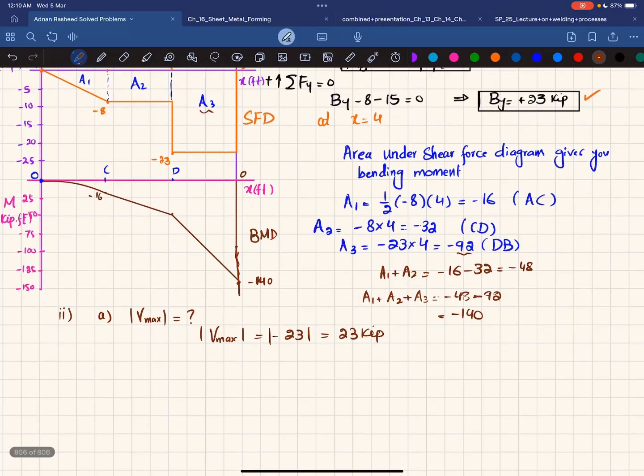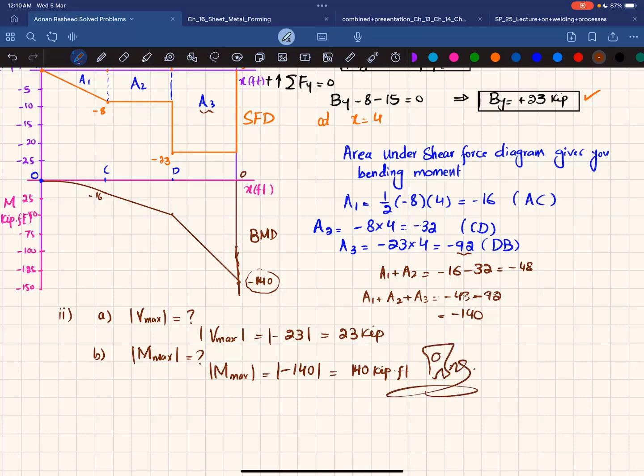And for part B, we have to find the maximum absolute value of bending moment. From this diagram, you can see the maximum absolute bending value is 140. So I can write maximum absolute value is minus 140 mod, and that will give you 140 kips into feet. And which is the answer of our second part.